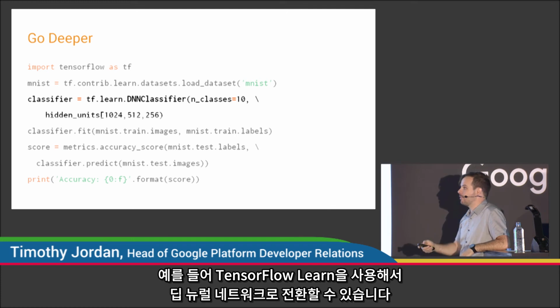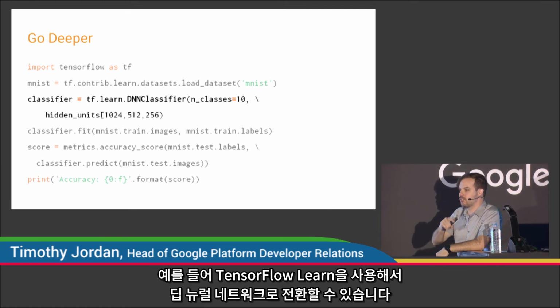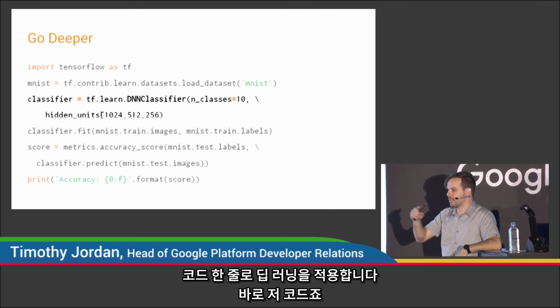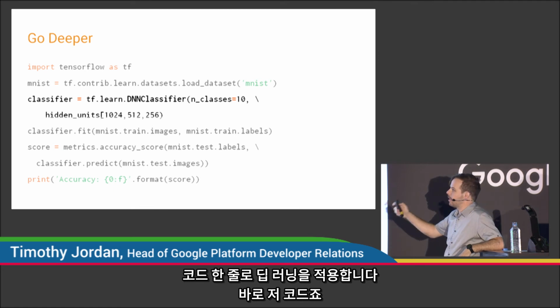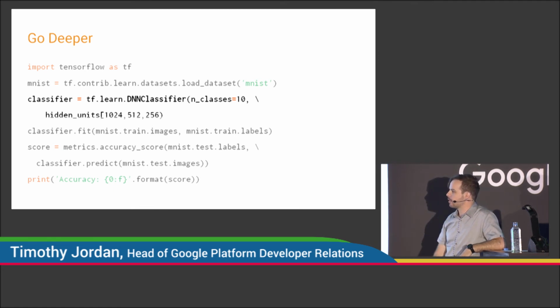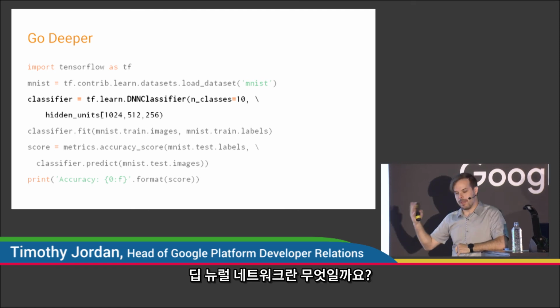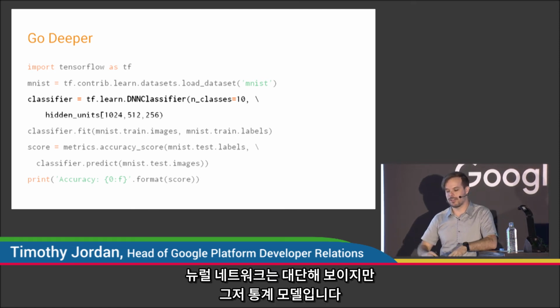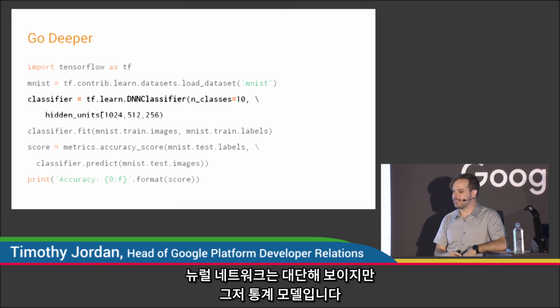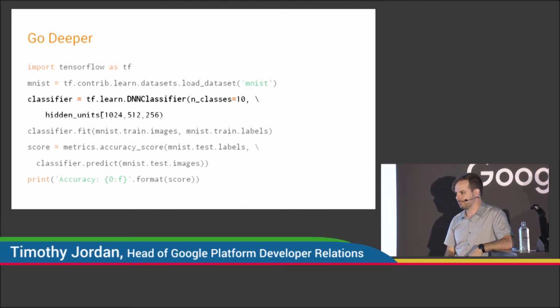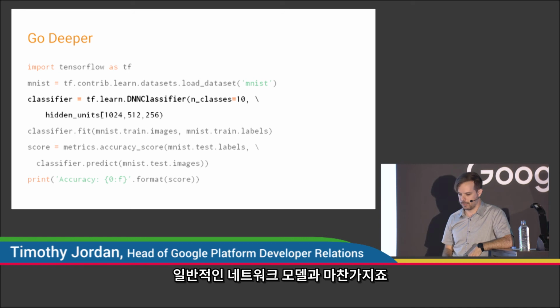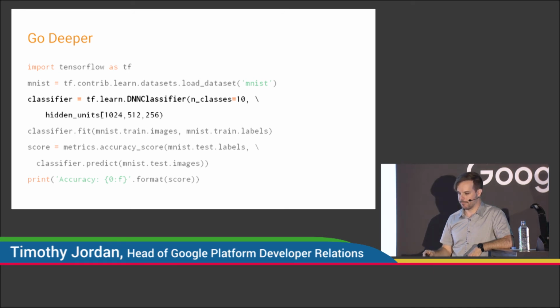For example, with TF-Learn, we can actually switch to a deep neural network, right? That's deep learning with a single line of code. That's this one right here. You may ask, what's a deep neural network? Well, neural networks sound fancy, but they're just a statistical model, just like our regular network.